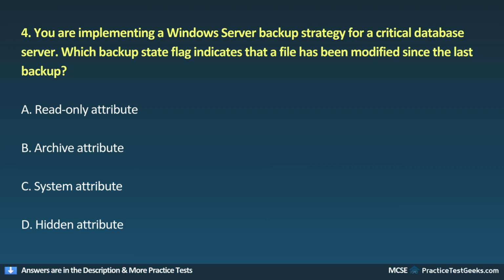4. You are implementing a Windows Server backup strategy for a critical database server. Which backup state flag indicates that a file has been modified since the last backup? A. Read-only attribute. B. Archive attribute. C. System attribute. D. Hidden attribute.